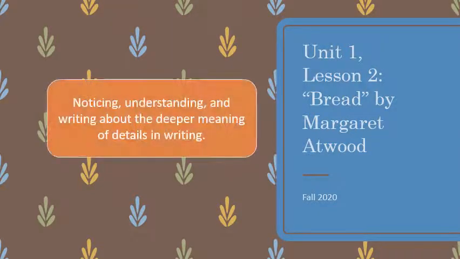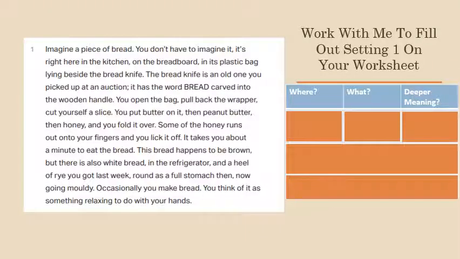And what we're learning is our ability to notice, understand, and write about the deeper meaning of details in a piece of writing. So now that you've read it, I'm going to walk you through the first step of the worksheet that goes along with it. So if you could follow along with me, we're just going to look at paragraph 1, and I'll read it out loud to you, and then we'll take a look at what the worksheet looks like.